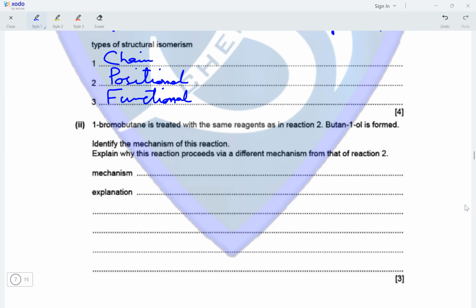So a primary halogenoalkane undergoes the SN2 reaction mechanism, SN2, which is also nucleophilic substitution. But in this nucleophilic substitution, the carbocation does not form. In fact, we have formation of an intermediate and then formation of the alcohol from that intermediate.